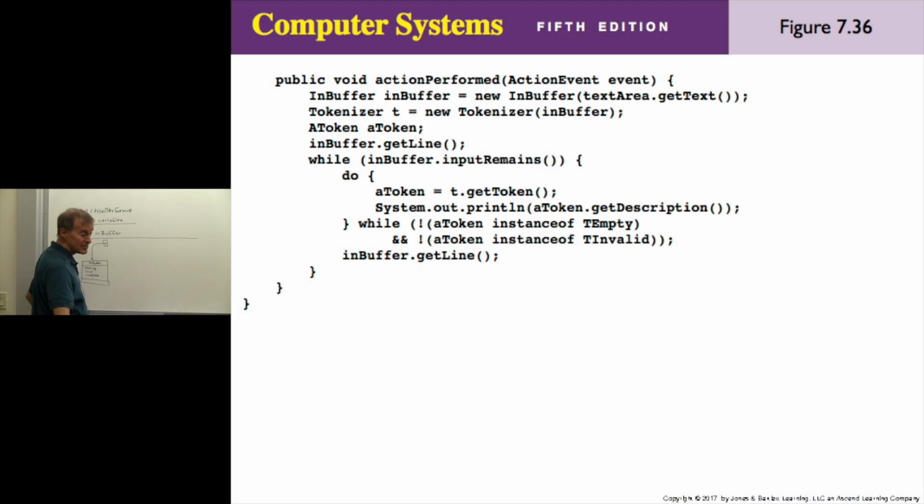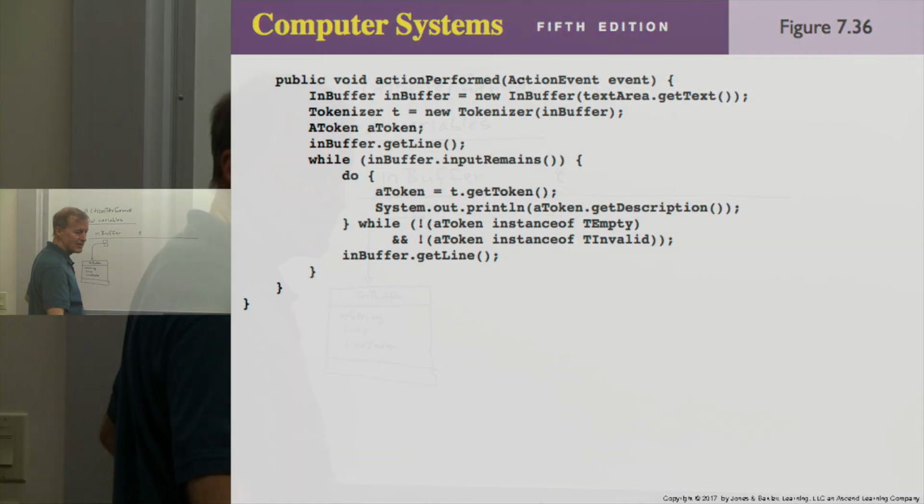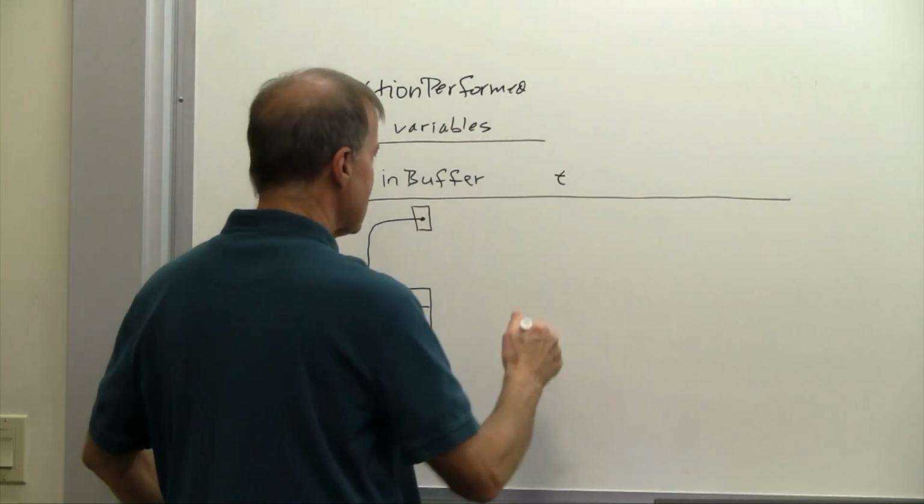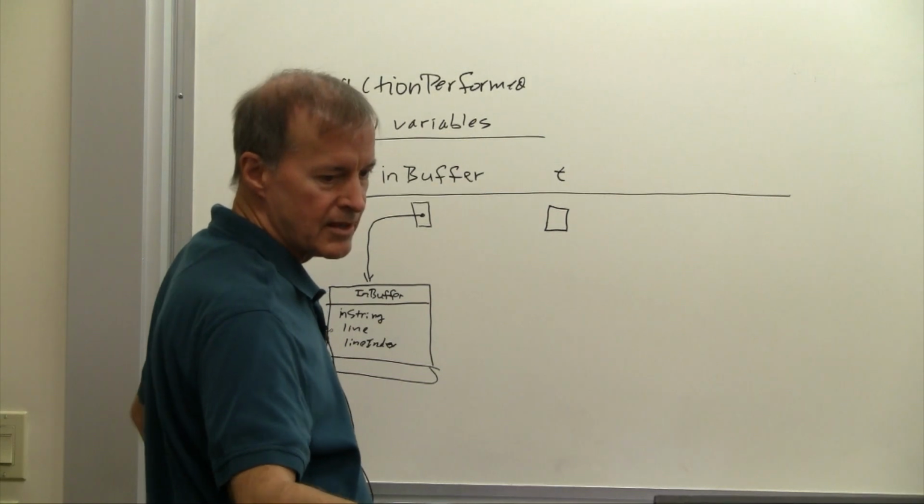Now what else is in here? Not only do we have an inBuffer, we also have what? A tokenizer, and that is of type, the uppercase T is the type name. So here's a little t, and what does it have? It's new Tokenizer. All right, now here's where I want us to conceptually understand this. So Tokenizer t gets new Tokenizer. Because it's new, that means it's allocated from heap.